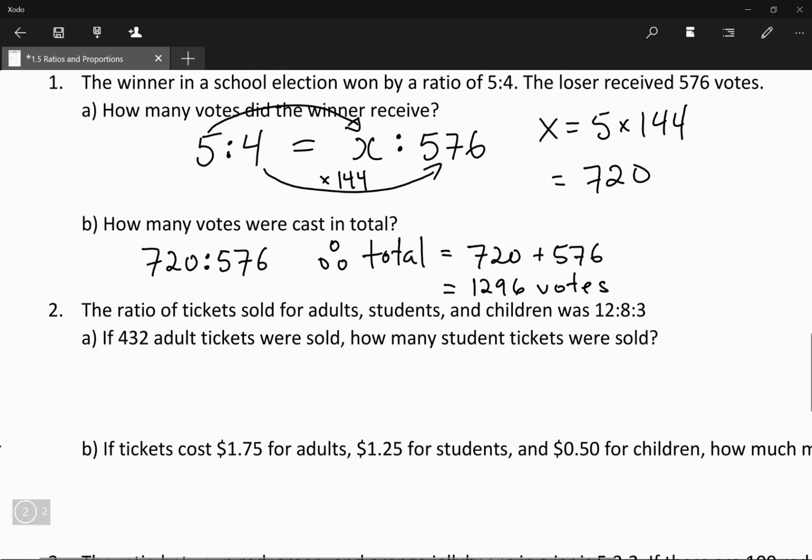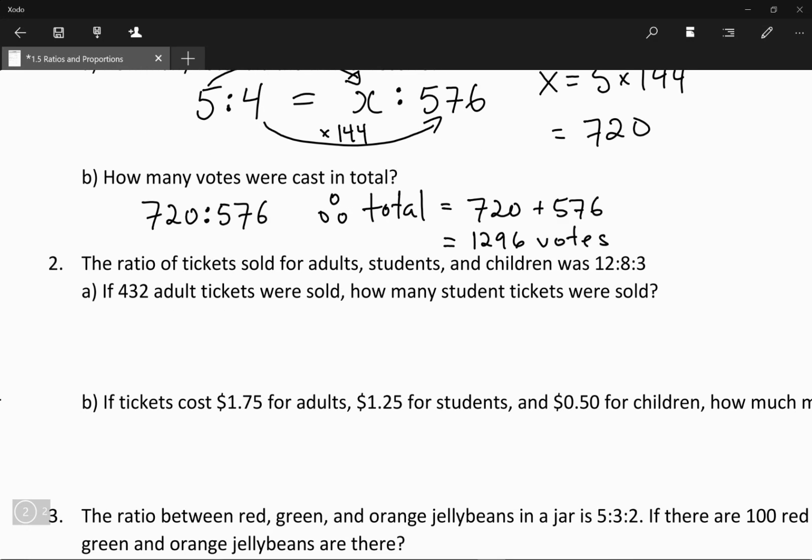Okay, number 2. The ratio of tickets sold for adults, students, and children was 12 to 8 to 3. Okay, so the adults was 12, students were 8, and children were 3. If 432 adult tickets were sold, how many students' tickets were sold?